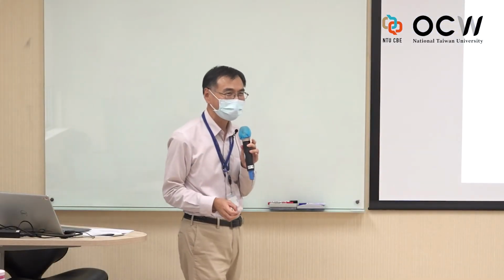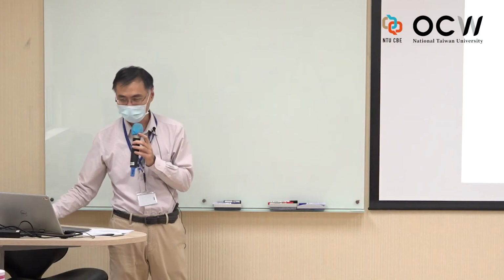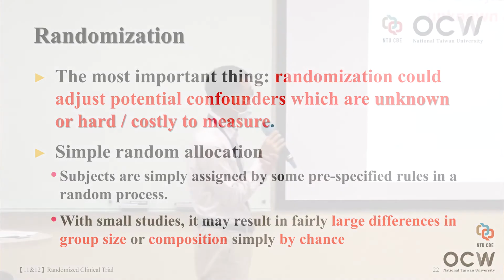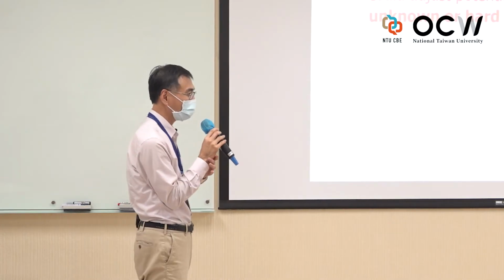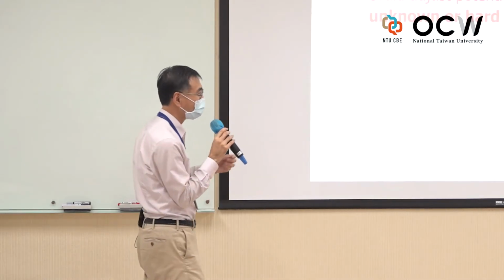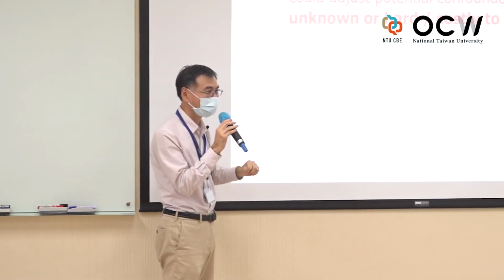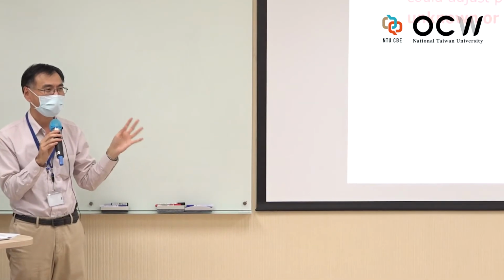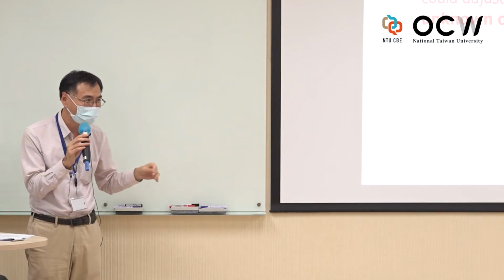It's to perform randomization. That's the best part and the most important part for any randomized control trial. Because randomization could adjust for potential confounders which are unknown or hard or costly to measure, which is not possible by any other methods in confounding control. Okay? So it's so powerful, it could even control something unknown as a potential confounder. That's great. So you don't need to do anything. You just do appropriate randomization. And it could be almost perfectly taken care of, right?